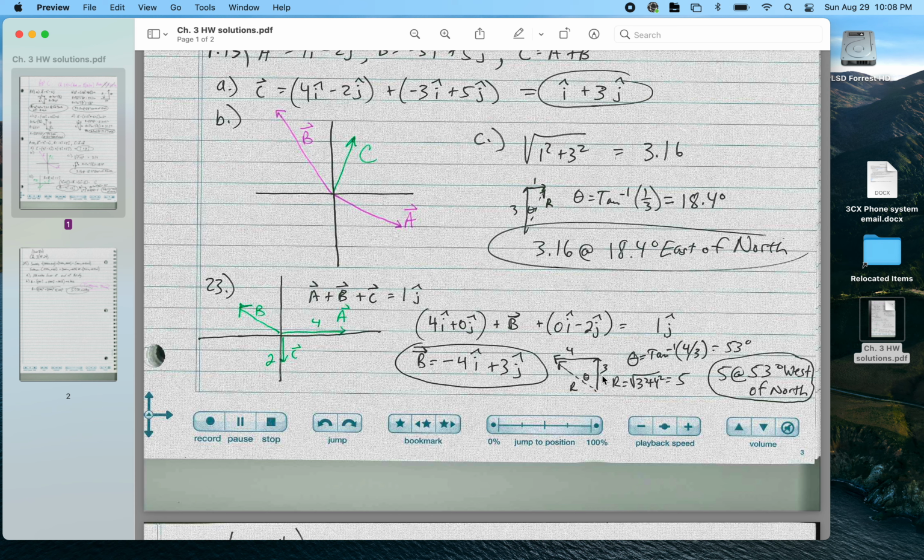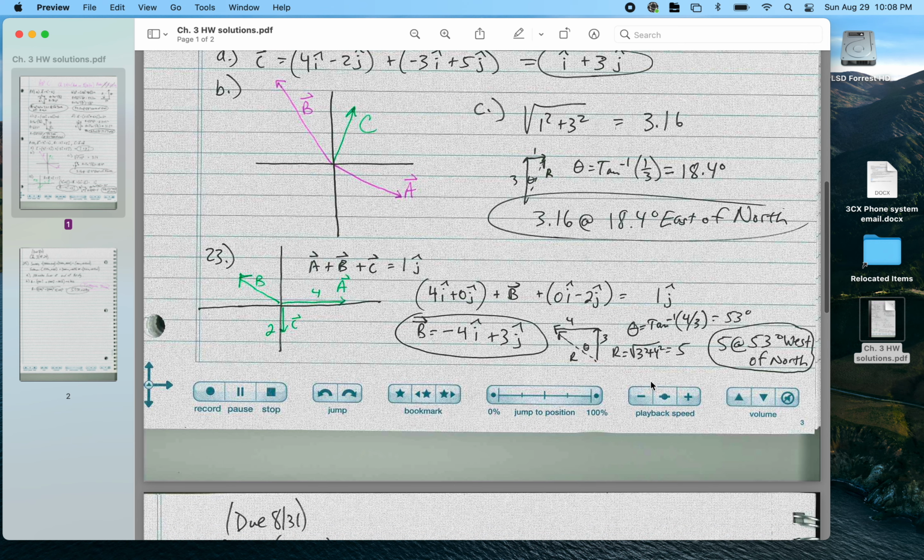So it ends up being a magnitude of 5, 53 degrees west of north, or you could say 37 degrees north of west.